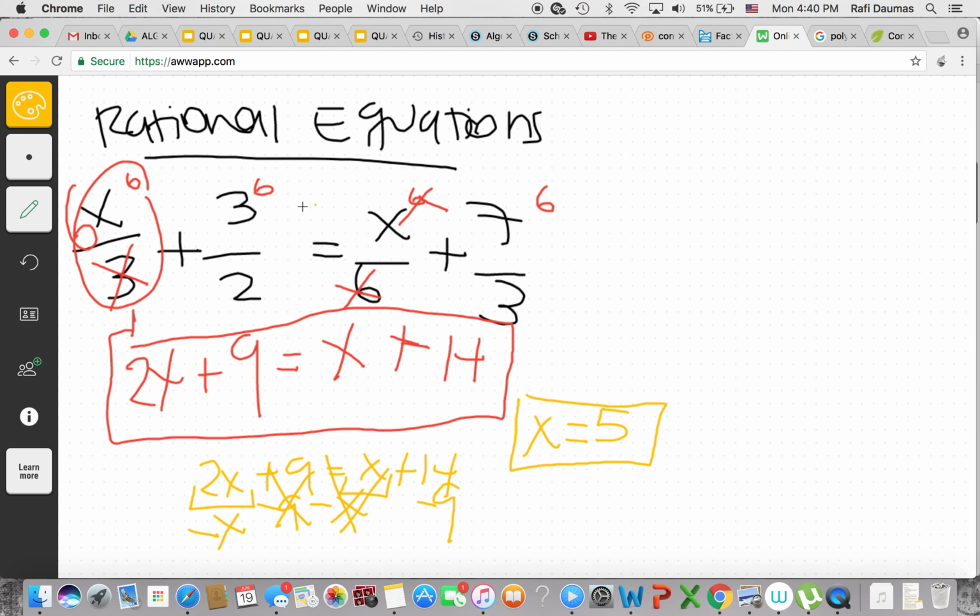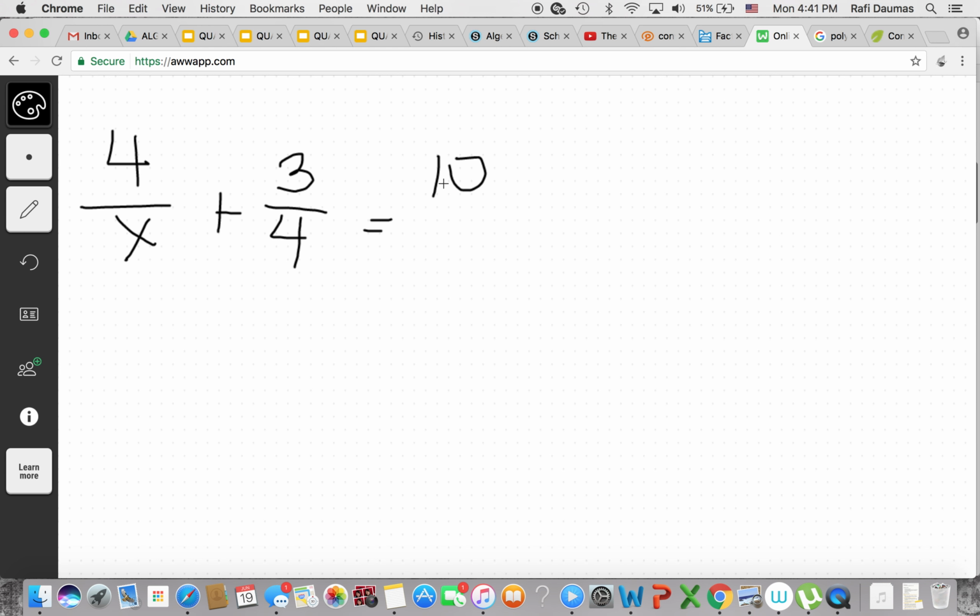Alright, let's see another example. Let's see, so we have 4 over x plus 3 over 4 equals 10 over x. Alright, so as we can see here, our two denominators are 4 and x. There's no common anything there. It's just those two. So what we would do would be to put 4x as a multiplier in every equation.